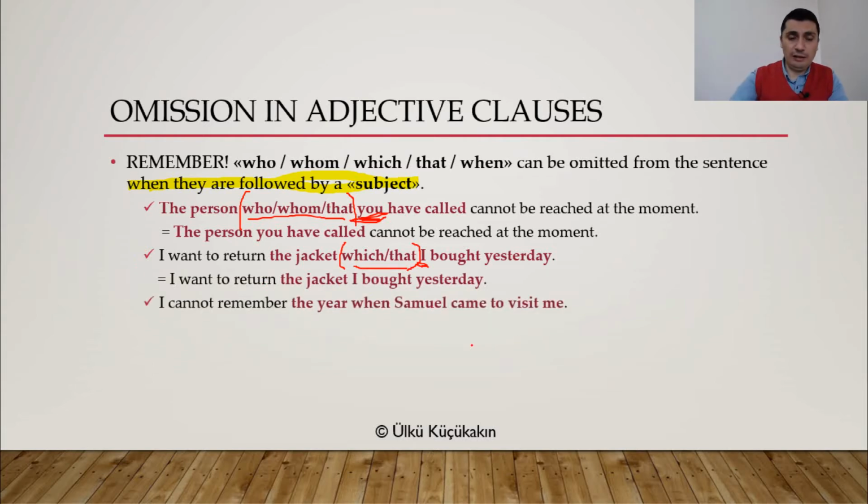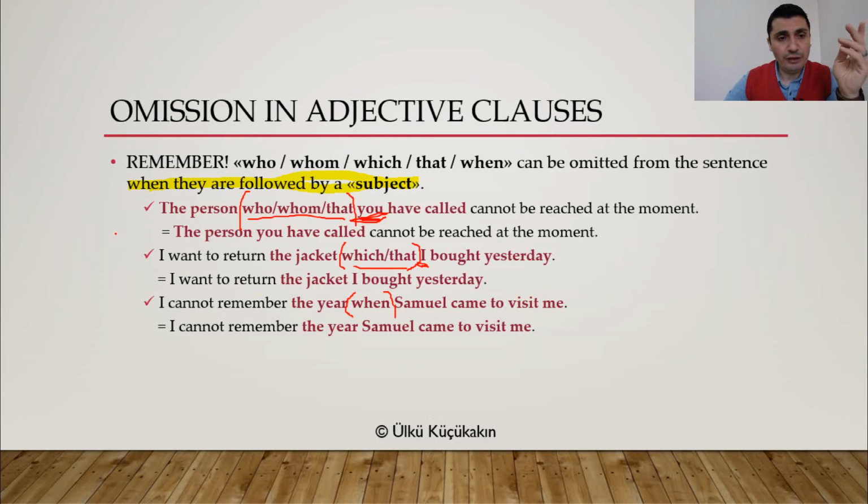And another example: I cannot remember the year when Samuel came to visit me. I cannot remember the year that Samuel came to visit me. That is also possible with when, but it's not very common, all right? So when or that can be omitted here, and you have: I cannot remember the year Samuel came to visit me. These are called omission. All right, so I just want to remind you: the person you have called, the jacket I bought, the year Samuel came.